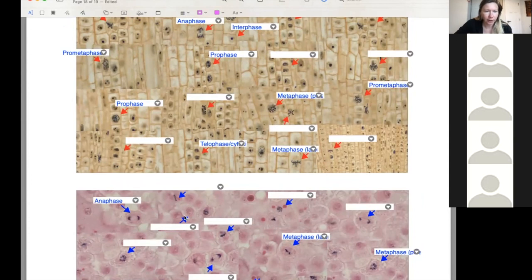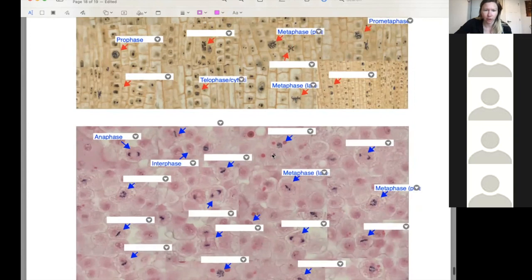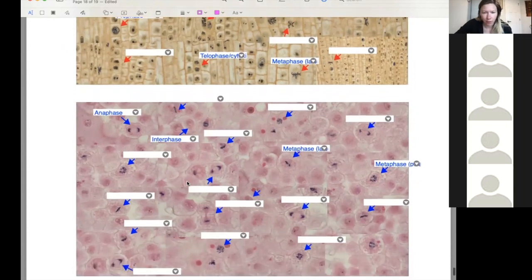What about this cell that looks empty? Prophase? Interphase. Interphase, yeah. So if you can't even see the individual chromosomes condensed down, it's interphase. So only when you start seeing the dark bits in there is it prophase.